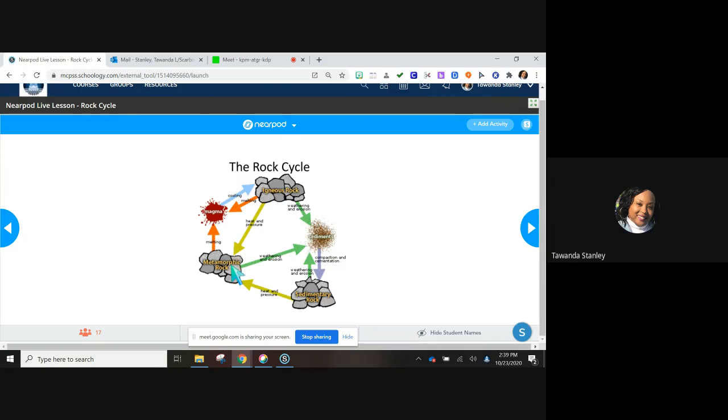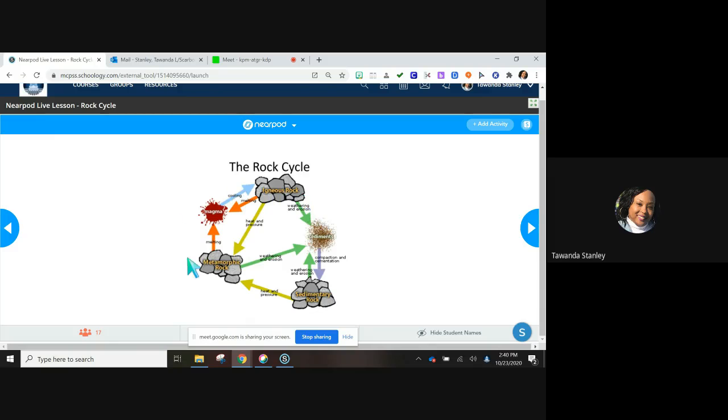This here is just the rock cycle again. If an igneous rock is going to go to a sedimentary rock, what must happen? That igneous rock must be broken down into smaller pieces through weathering and erosion. Then those sediments, those small pieces of rock, are going to change into a sedimentary rock by compaction and sedimentation. A sedimentary rock can change into a metamorphic rock by heat and pressure.